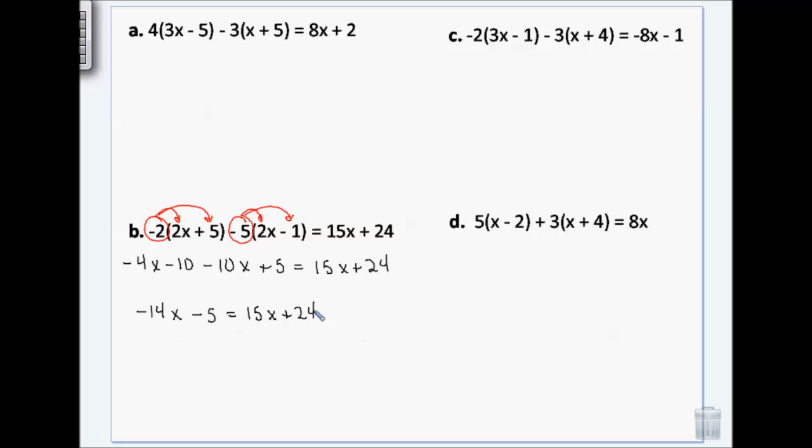Okay, now I have variables and numbers on both sides, right? So I choose: do I want to take this 15 and put it over here with the 14 and they'll both be negative? Do I want to take this 14 and put it over here with the 15 and they're both positive? Preferences? Positive? Okay. So do you want to add it to both sides or move it? Add it? Okay, so I'm going to add 14x to both sides so that it stays positive. So I get negative 5 is equal to 29x plus 24.